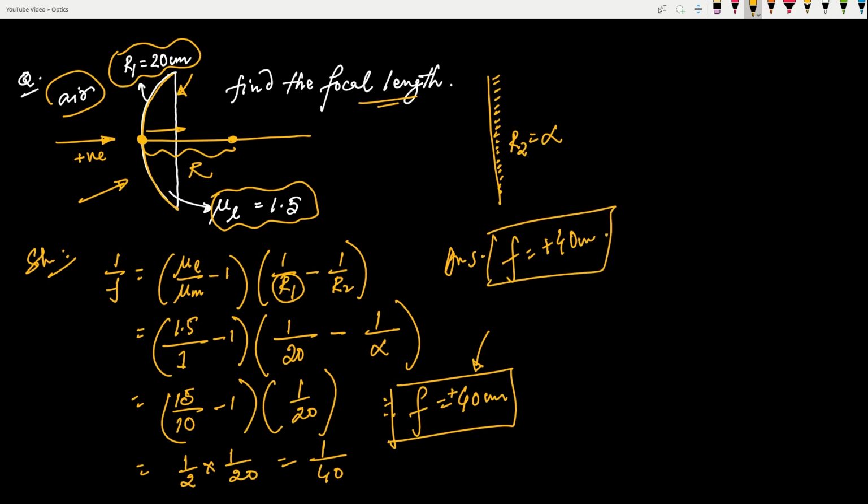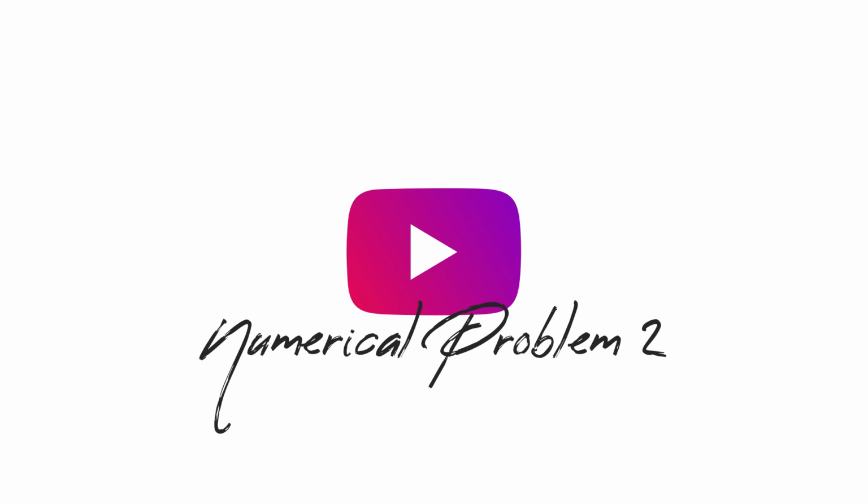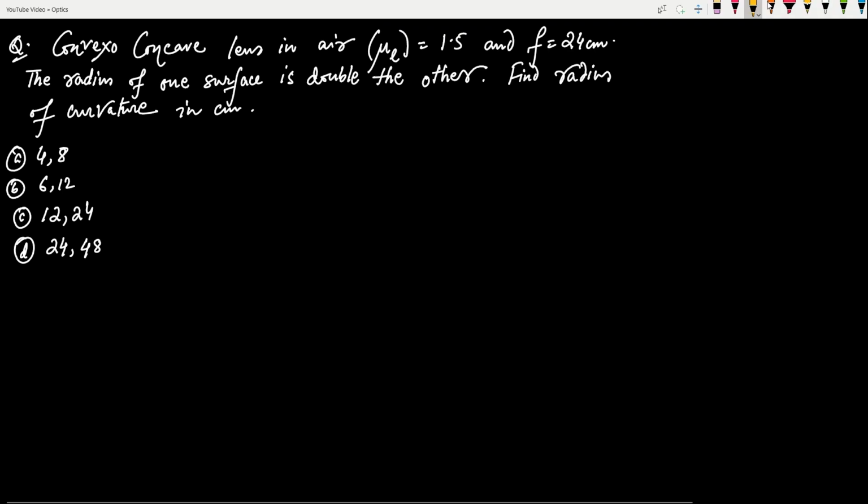Now let's move on to our second question, and this will be a bit tricky question. So let's concentrate. Okay, now let's look into this problem. It says convexo-concave lens in air, that is the lens is kept in air, and the refractive index of the lens is given to be 1.5, as you can see here, and the focal length is given to be 24 centimeter. The radius of one surface is double the other. Find radius of curvature in centimeters, and the options are given.